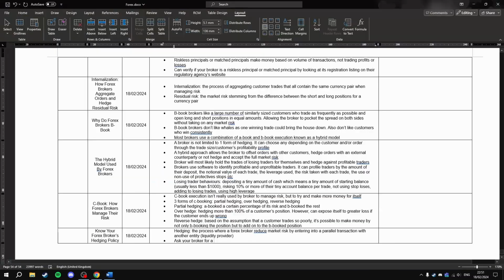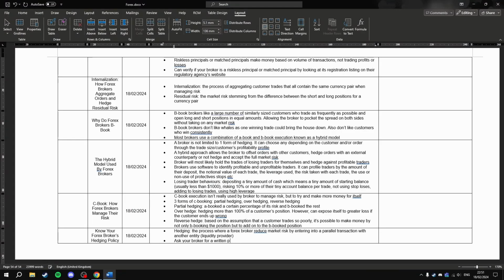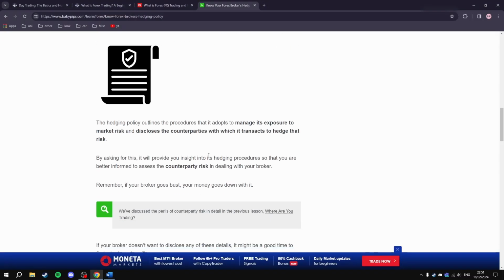For a written copy of its hedging policy. The hedging policy outlines procedures it adopts to manage its exposure to market risk and discloses the counterparties with which it transacts to hedge that risk.